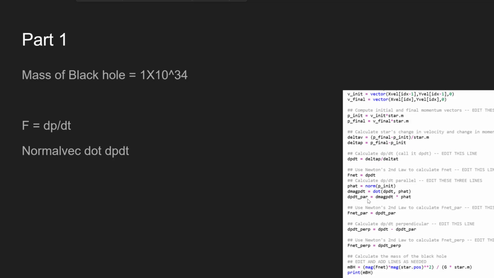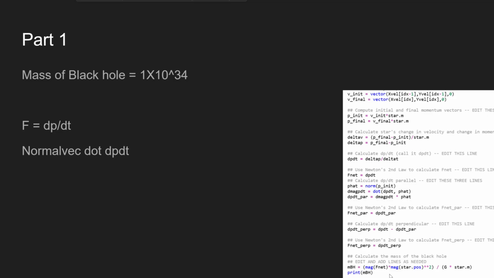And then for the parallel direction, it's just p hat times the magnitude in the parallel direction. And as I said before, it's the same thing as the net force in that direction. And then that force has to go somewhere, so the perpendicular force is just that minus the parallel force. And that's the same thing. And then find the mass of the black hole.